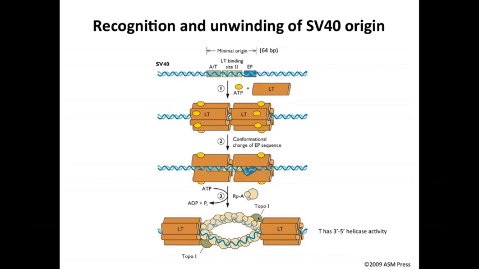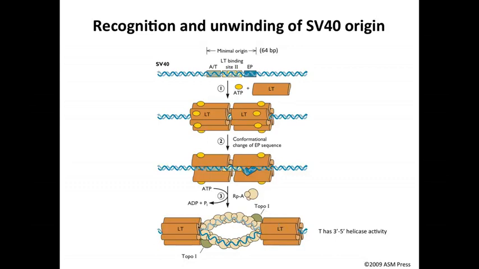So, of course, to replicate the DNA, you have to denature it. You can't replicate a double strand. You have to get the single strands isolated, and that's the function of the binding of RPA and topo 1. And that can only happen when large T is bound.